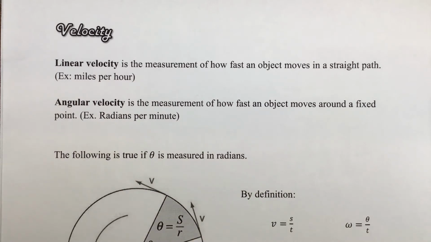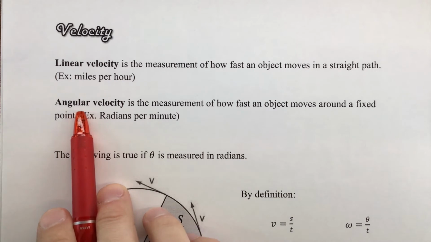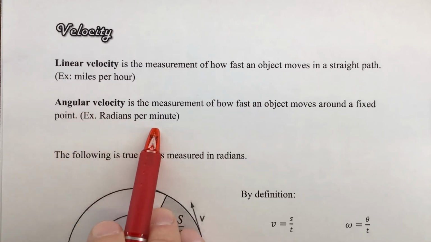Angular velocity is going to measure something different. Angular velocity is the measurement of how fast an object moves around a fixed point. Example units would be radians per minute. For angular velocity, this isn't a distance per unit of time, but an amount of rotation per unit of time. So this refers to an object that is spinning or moving in a circle, and we're looking at the amount of rotation that has occurred per unit of time, whether that be minutes or seconds or hours, depending on the object we are imagining.